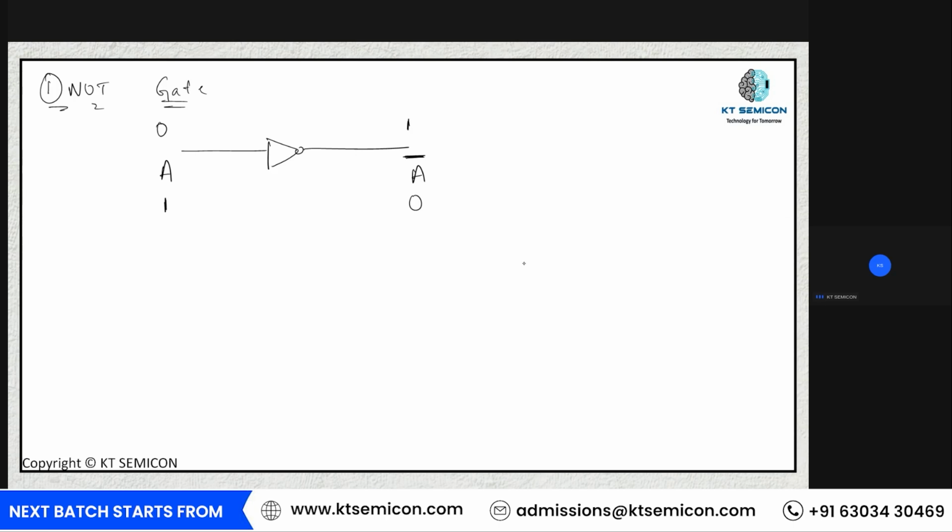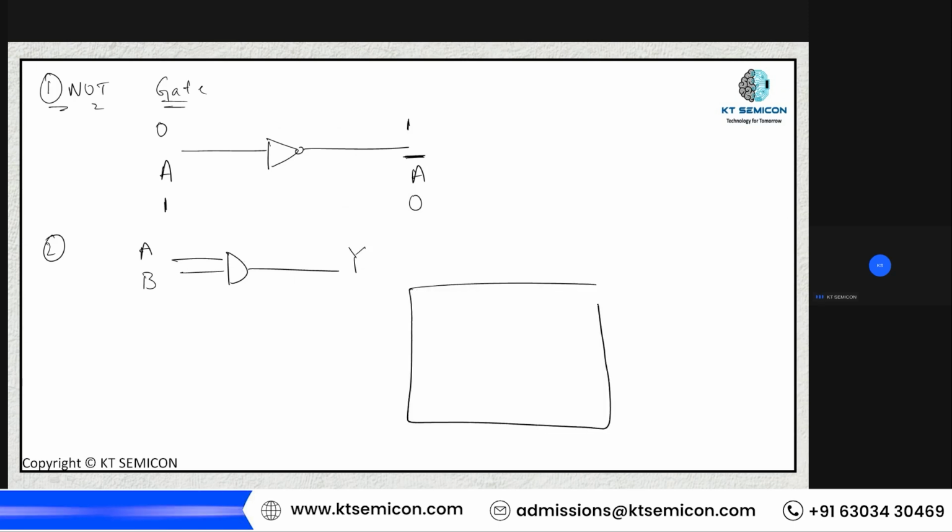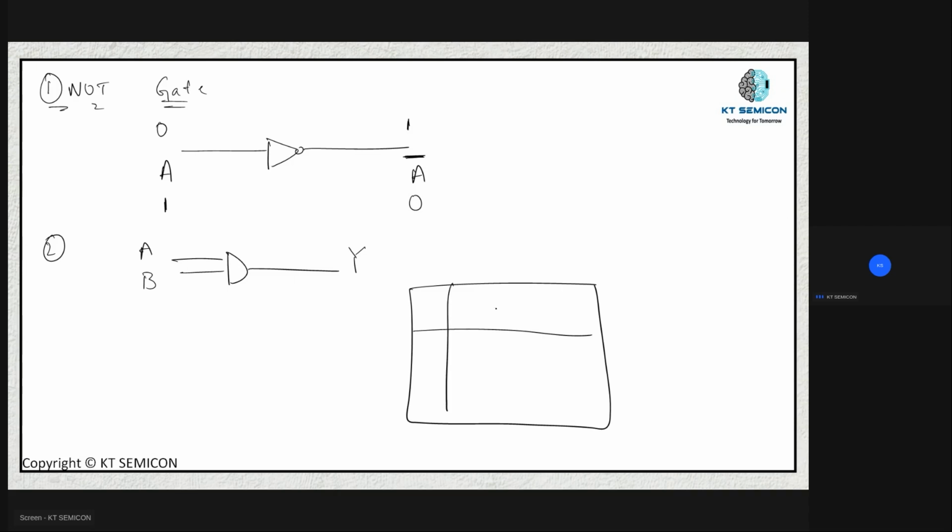Now, the next gate which we are going to have is a simple AND gate. Now, what is this AND gate? Let's say for your 2 input AND gate, you are going to have 2 inputs and only 1 output. And this is your truth table of your AND gate, A, B, and Y. So if you apply 0, 0, then your output is equal to 0.